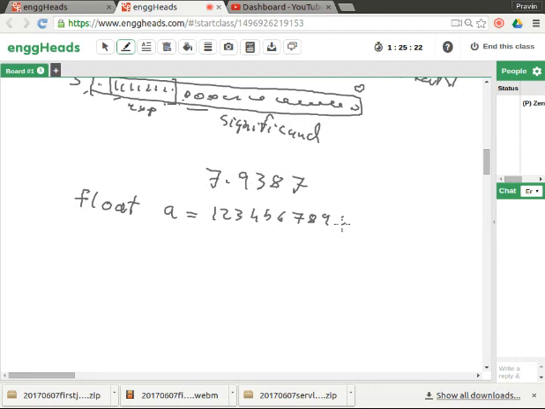But it is so imprecise at this level that when I print a, you know what it is printing? It's not able to store this value in a float. It's printing 123456792. If I reduce this value by a few values, it says I can't store anything between 12345678 and 4. After that, I can only represent this in a float.